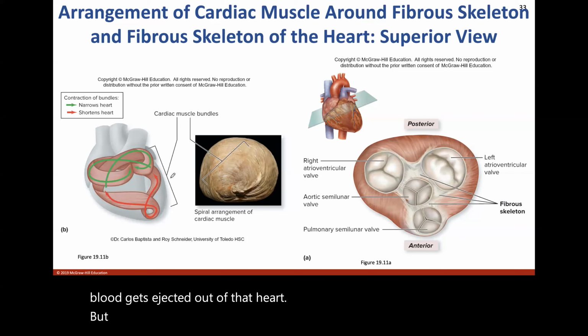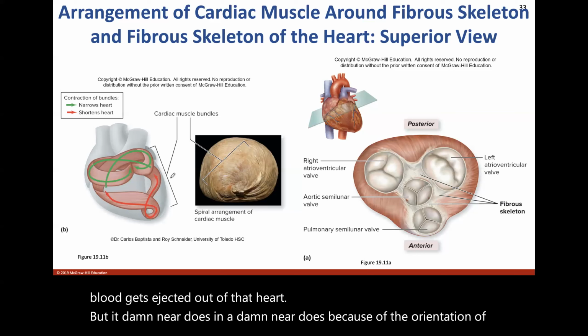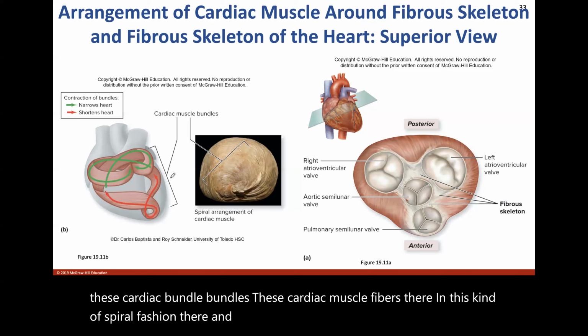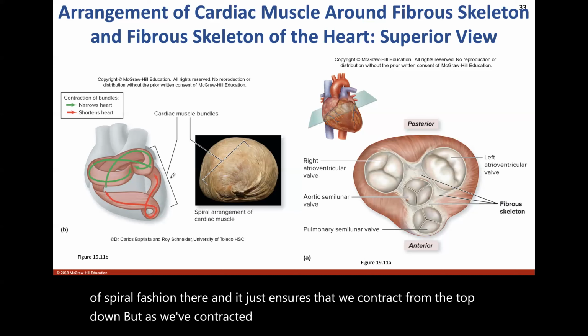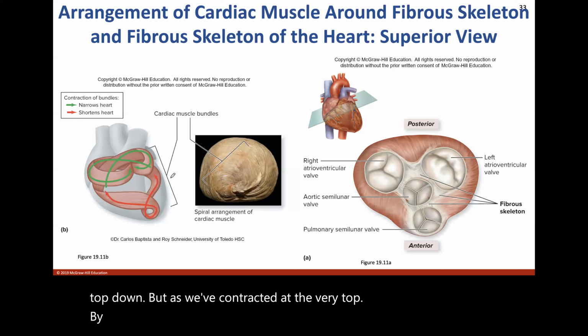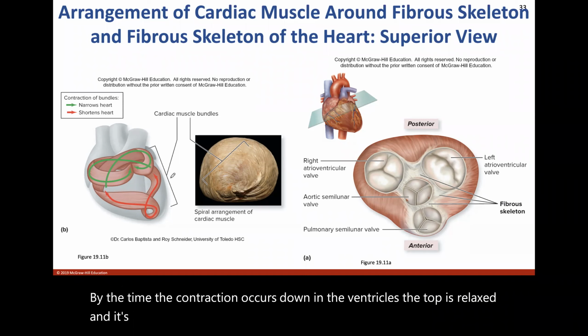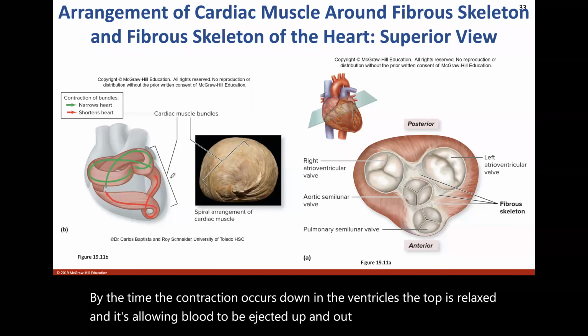And it damn near does because of the orientation of these cardiac bundles, these cardiac muscle fibers. They're in this kind of spiral fashion there. And it just ensures that we contract from the top down. But as we've contracted at the very top, by the time the contraction occurs down in the ventricles, the top is relaxed and it's allowing blood to be ejected up and out the pulmonary and aortic trunks, respectively.